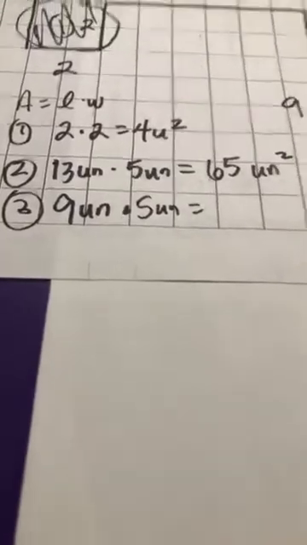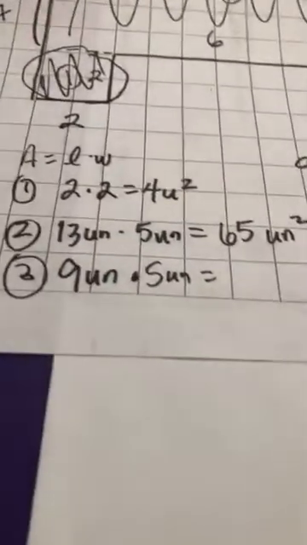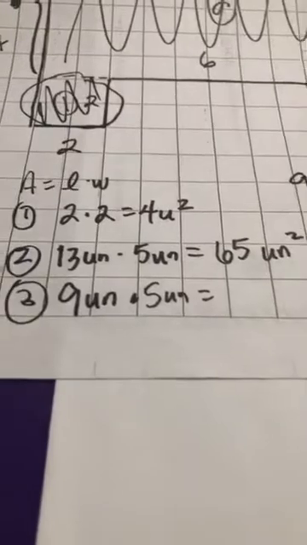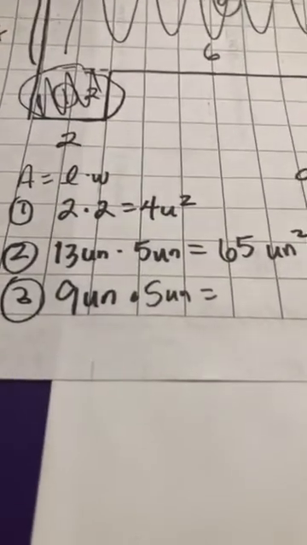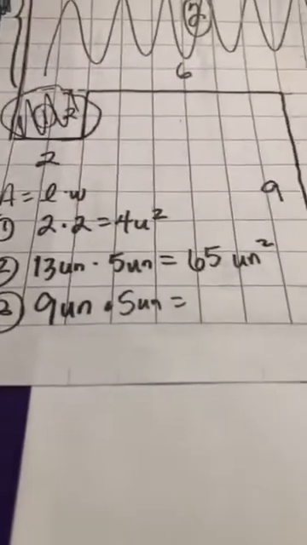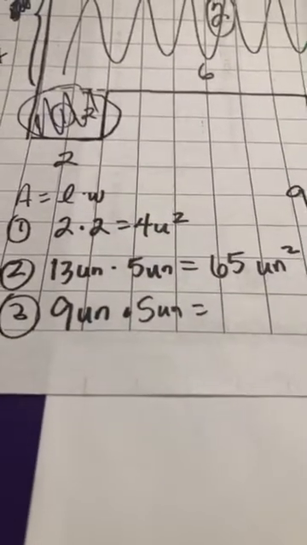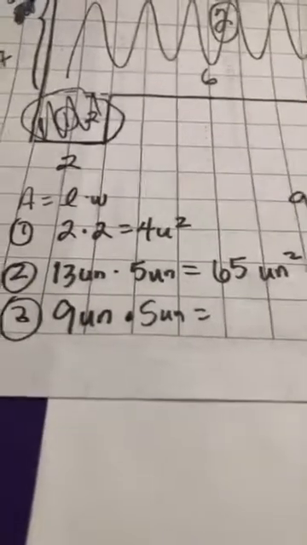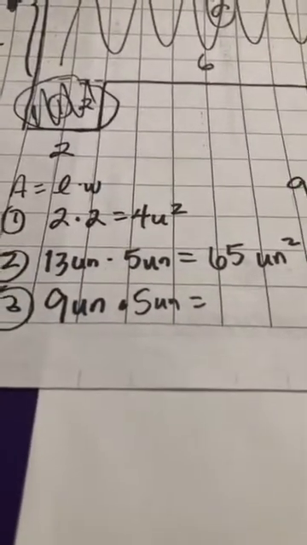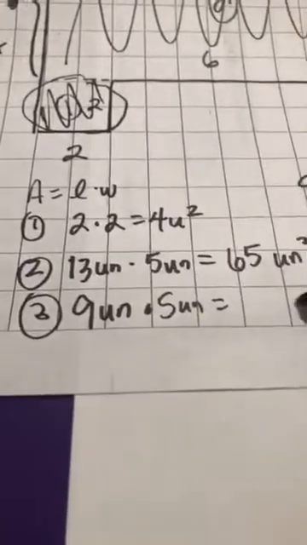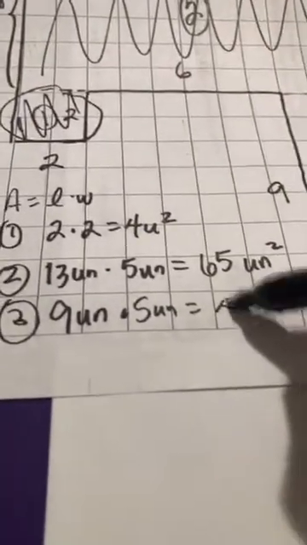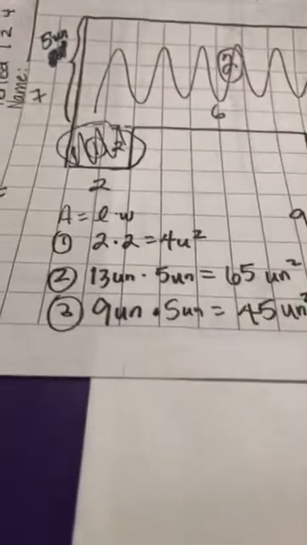Because remember, area is length times width. 5 is my width. What's 9 times 5? You can type it in. Nine times 5, we only have a couple minutes left. 9 times 5. Thank you. Units times units is units squared. 9 times 5 is 45.